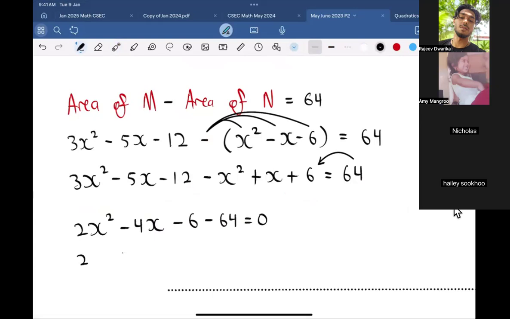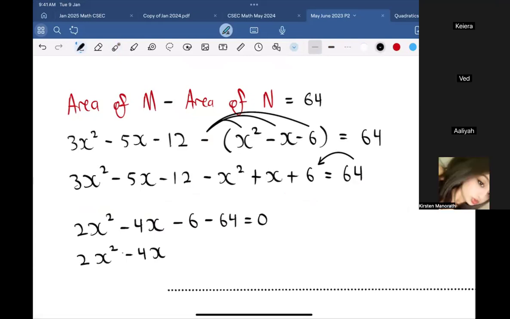Okay, we're nearly there. Aliyah, I'm going to test your odd maths abilities here to the max. What is minus 6 minus 64? Whoa. What is minus 6 minus 64?